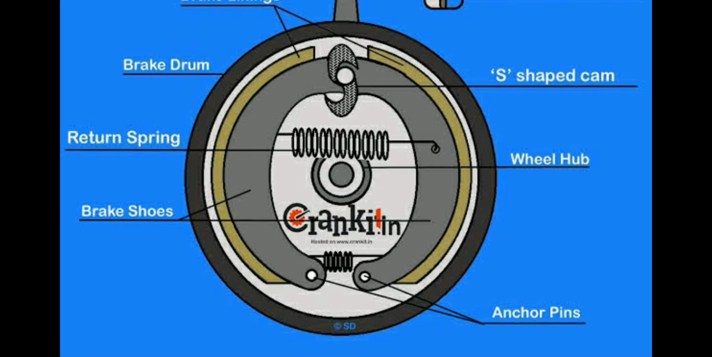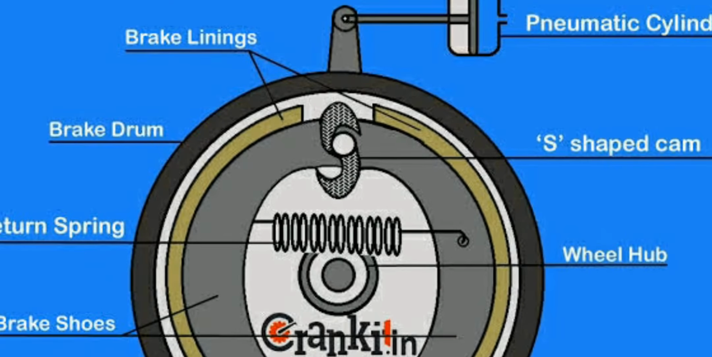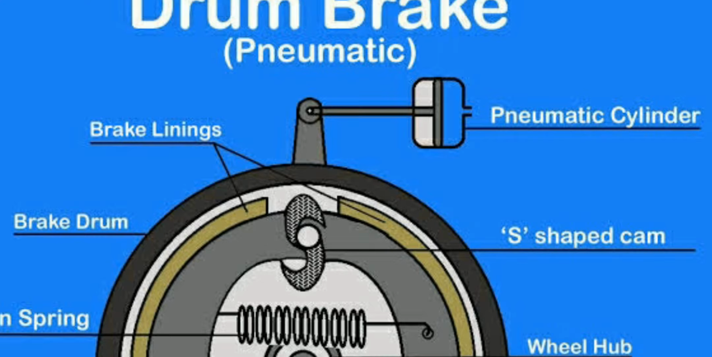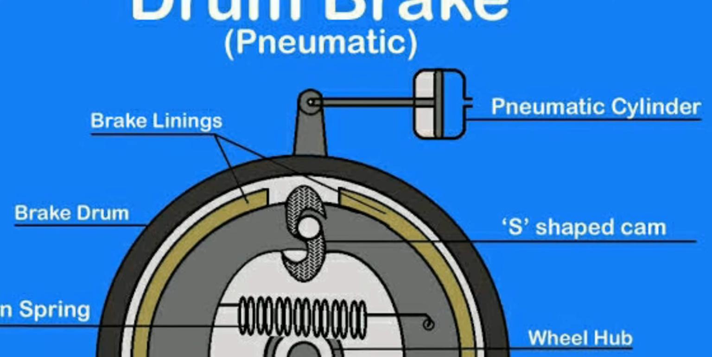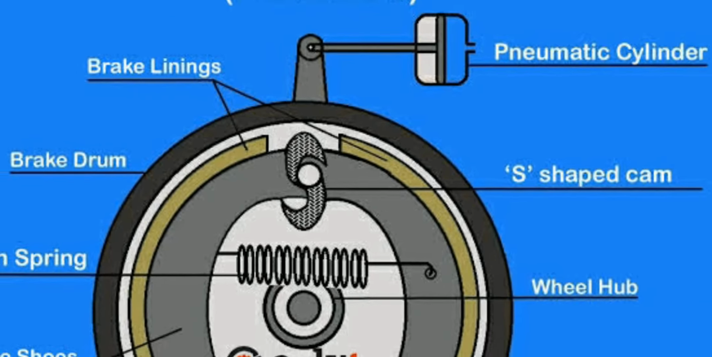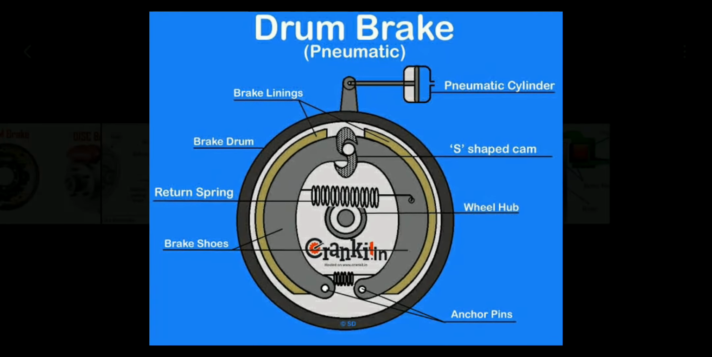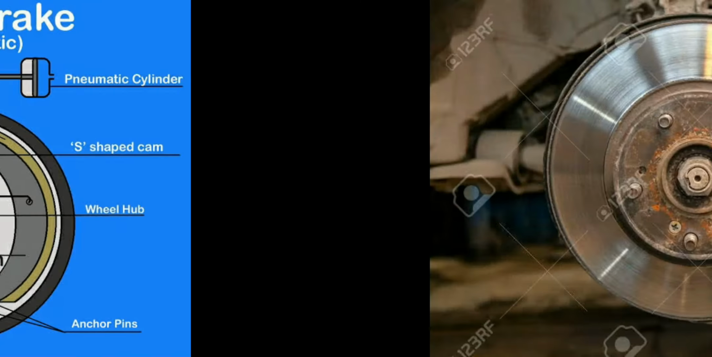You can see an anchor pin. That means it is fixed with the hub. So this is the working of drum brake. When the brake is applied, it may be a wire or a pneumatic or a hydraulic brake. The cam tends to move. The cam tends to slide anti-clockwise or clockwise. The brake shoes get engaged with the brake drum. Then the vehicle tends to stop.